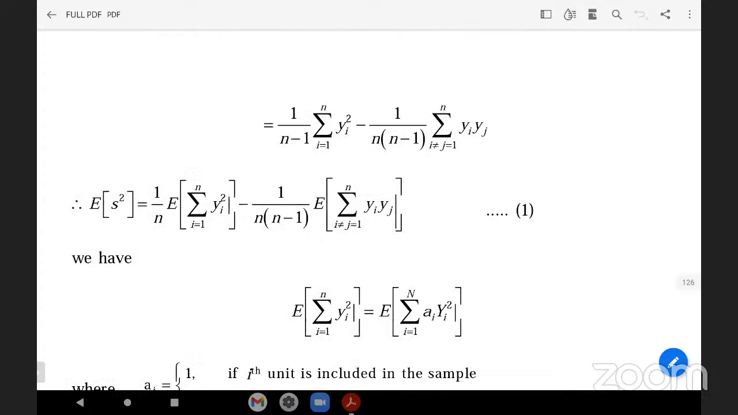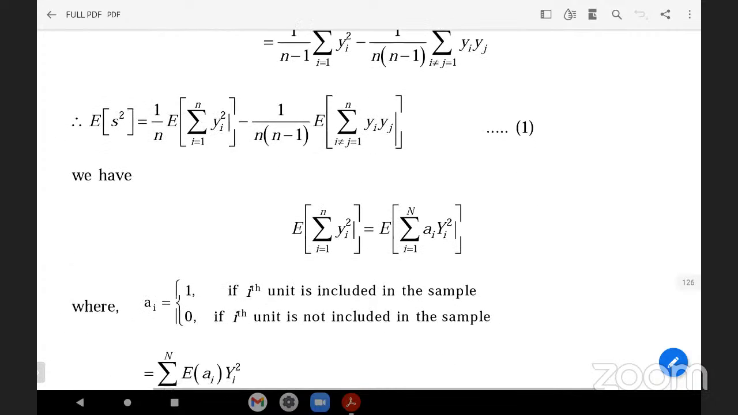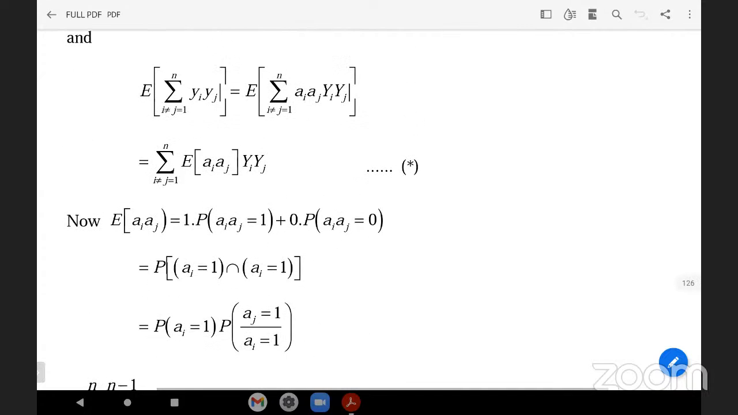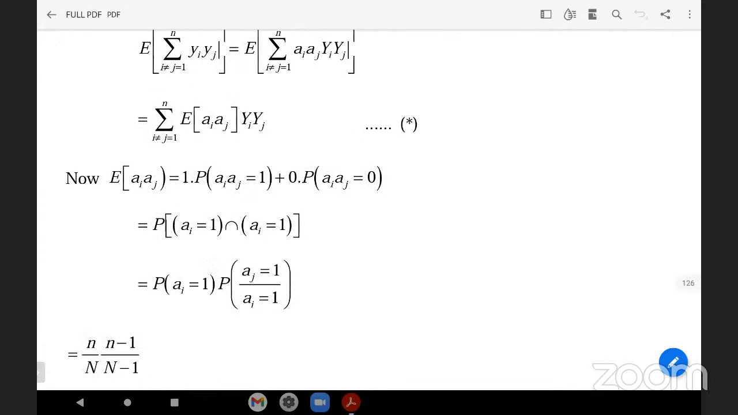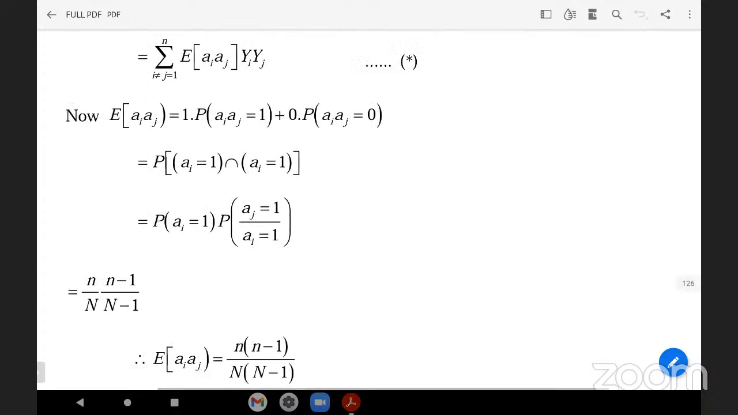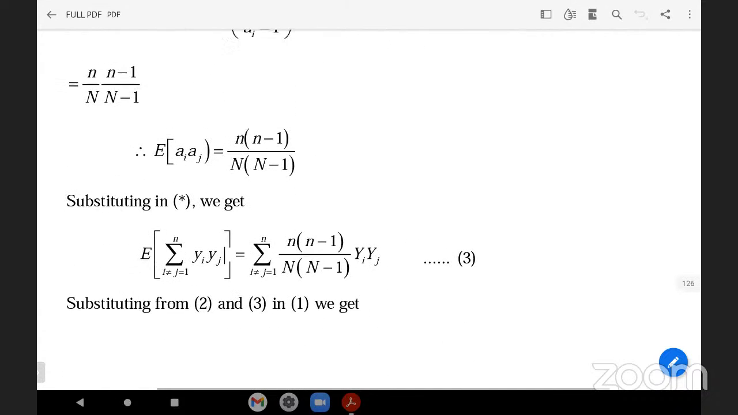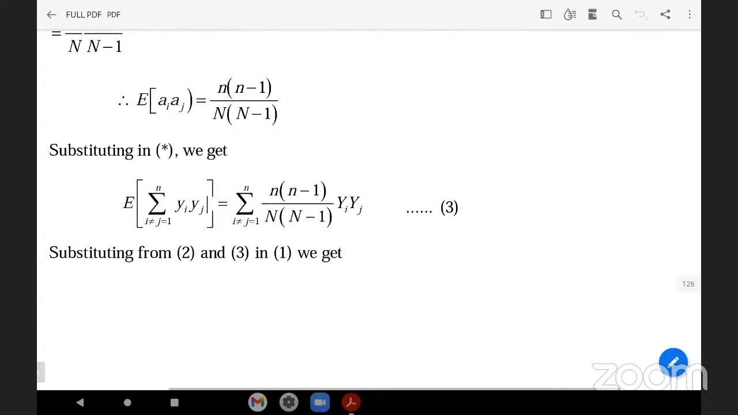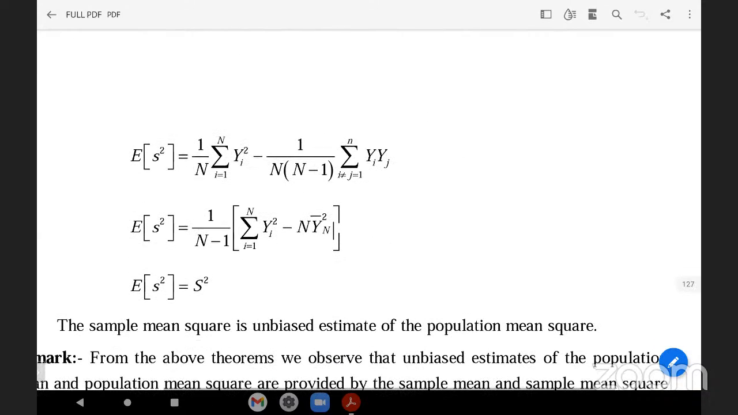Here we take the expectation on both sides. If you apply it, E of s square equals E of yi square with E of ai. One term is 0 and one is not, so n by capital N, and n minus 1 by capital N minus 1. So n into n minus 1 by capital N into capital N minus 1 into yi yj. Now on simplification of the capital N into n minus 1 terms, it comes to S square.